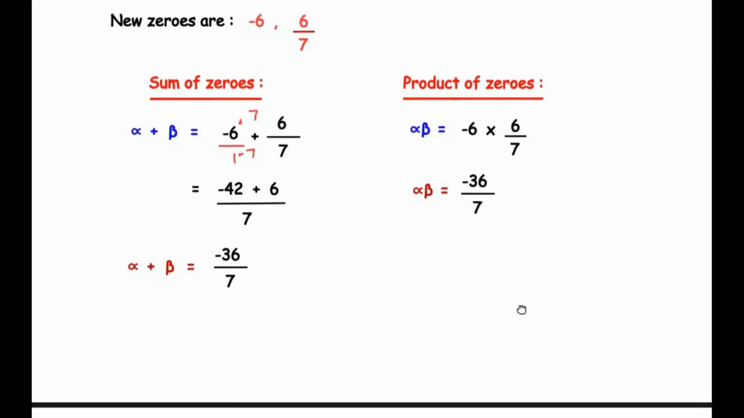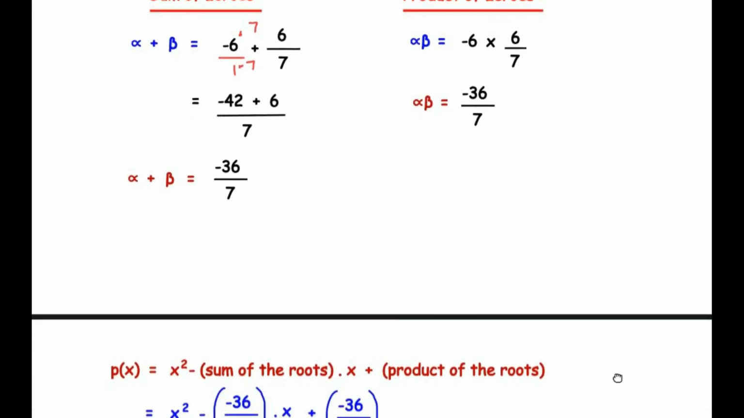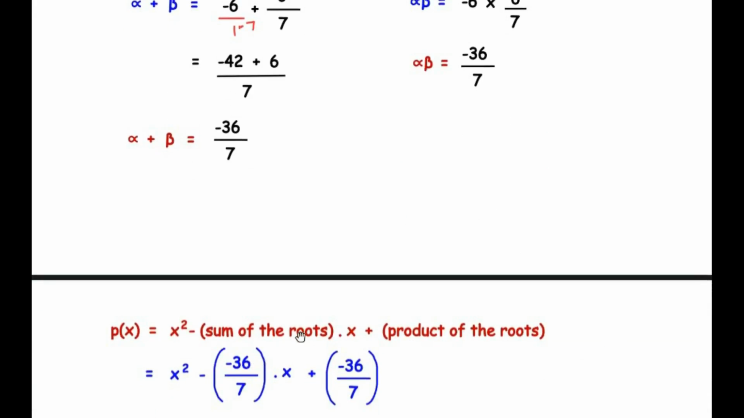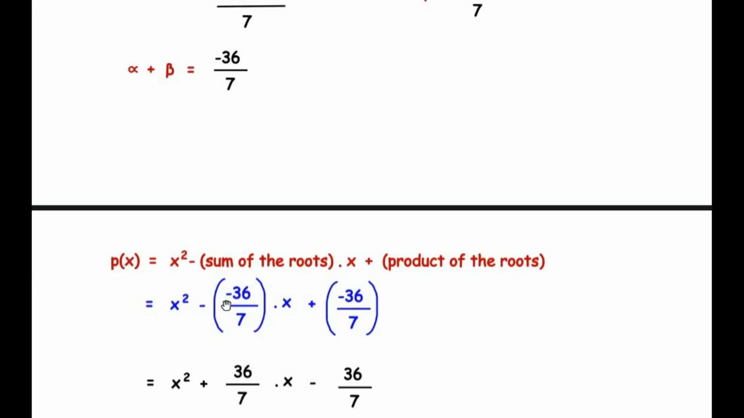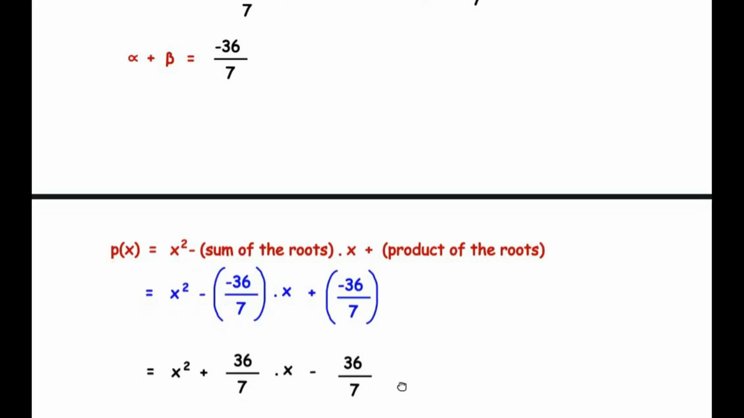polynomial. So here the equation is p of x is equal to x square minus sum of the roots or zeros times x plus product of the roots or zeros. So x square minus sum of the roots we have got it as negative 36 over 7 times x plus product of the zeros is negative 36 over 7. Now simplifying this we get x square, now minus of minus becomes plus 36 over 7x and plus and minus becomes minus 36 over 7. So this becomes our required polynomial equation.